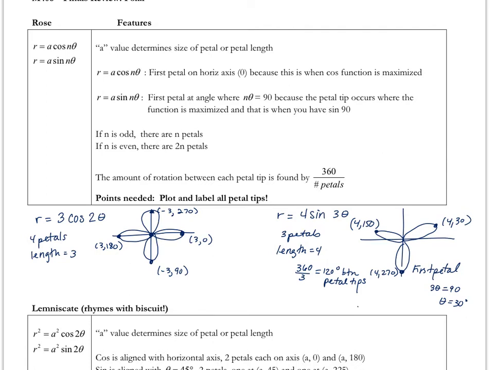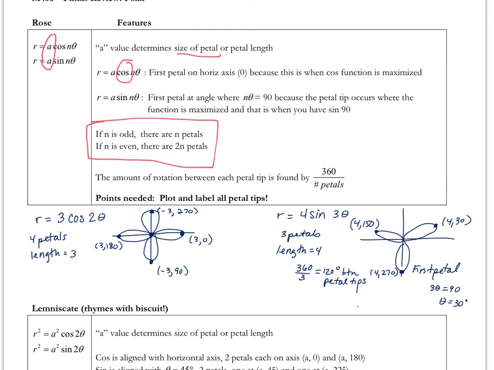Things that we talked about was that the a value that is in front of the function, either cosine or sine, determines the size of the petal or the petal length. And then the n value in front of the n theta determines how many petals we will have. If n is odd, there are n petals. If n is even, then there are 2n petals. Then the name of the function determines how the petal or how the rose looks.